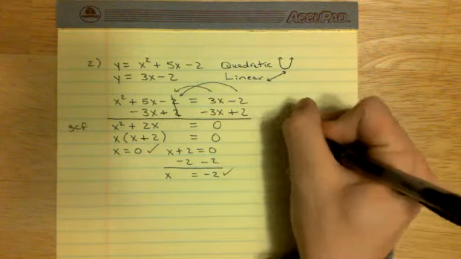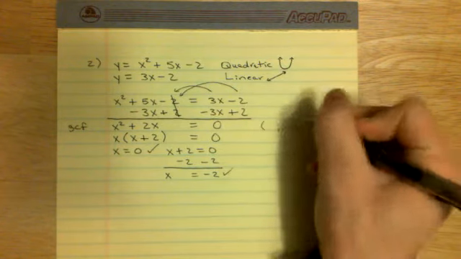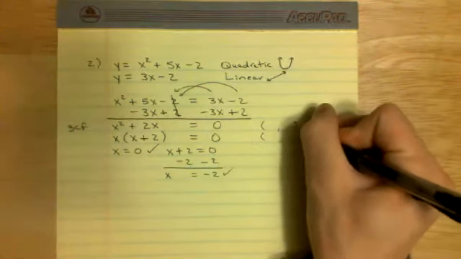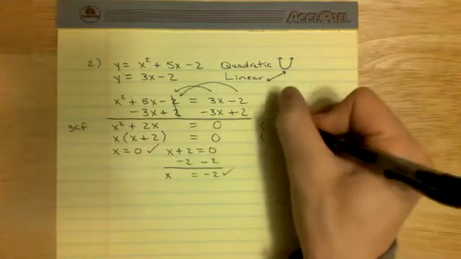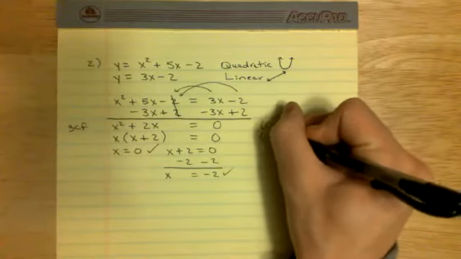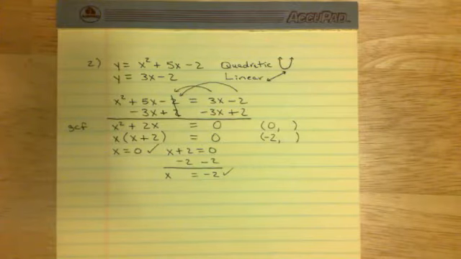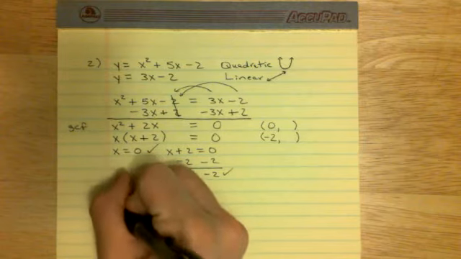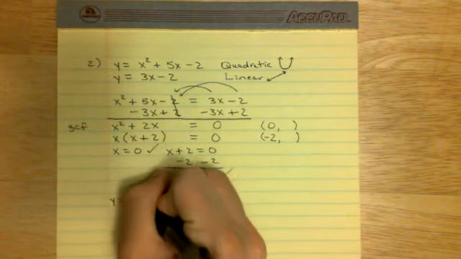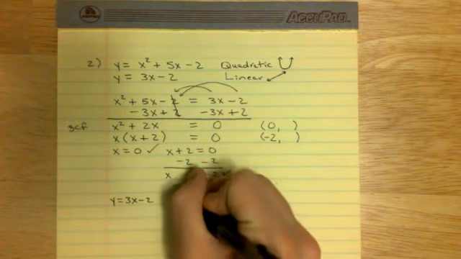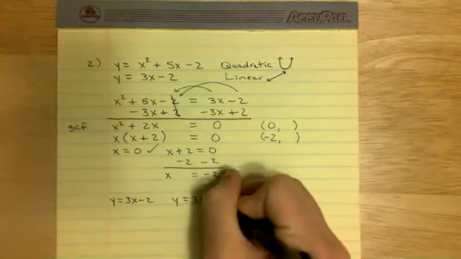Okay, so I'm going to have 2 ordered pairs, an x and a y and an x and a y. My x values are 0 and negative 2. And now we need to find the y values. So to find the y values, we need to take these x values and plug back in. I'm going to plug back into the bottom equation. y equals 3x minus 2. So I'll put one right here, and then we'll plug back in.